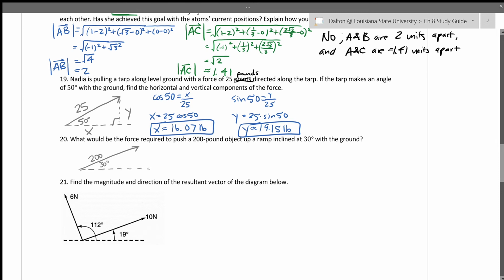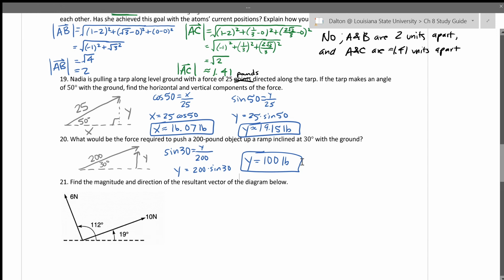When it said, what would the force be required to push a 200-pound object up a ramp, we are looking for this vertical force, which, to be consistent with the vocabulary, we can call y, because we're looking for the force required to push that 200-pound object up that ramp. So then if we set up an equation, the sine of 30 degrees, opposite over hypotenuse, will be y over 200. So y is going to be 200 times the sine of 30 degrees. Sine of 30 is 1/2. So that force is going to be at least 100 pounds to get it up the ramp.